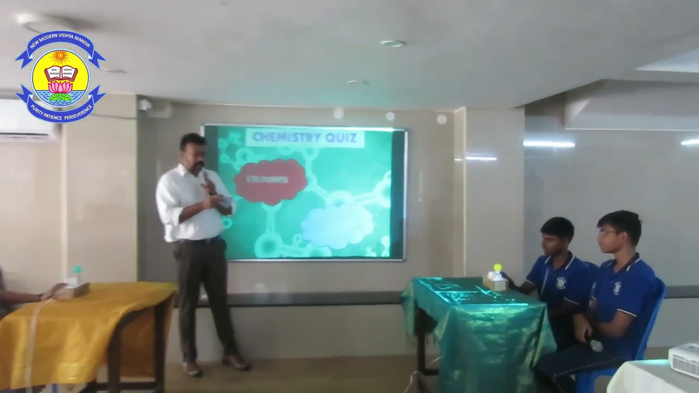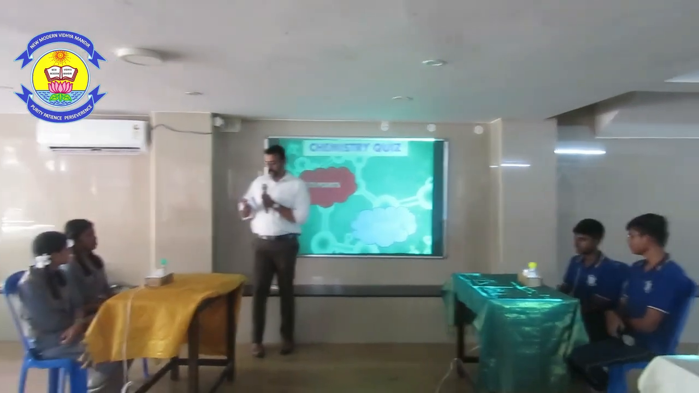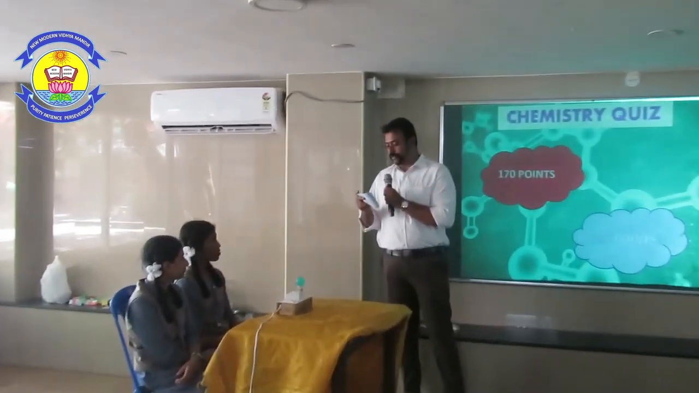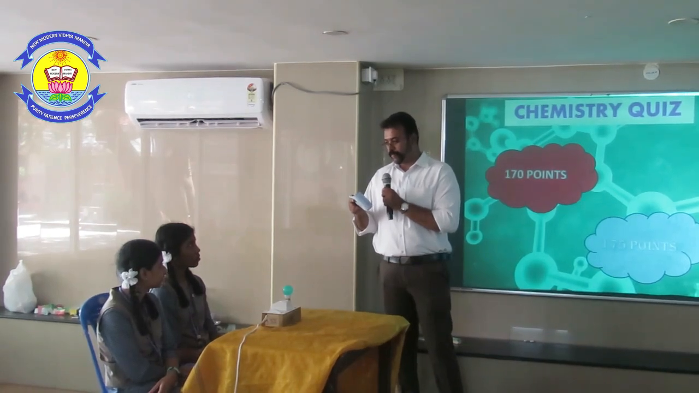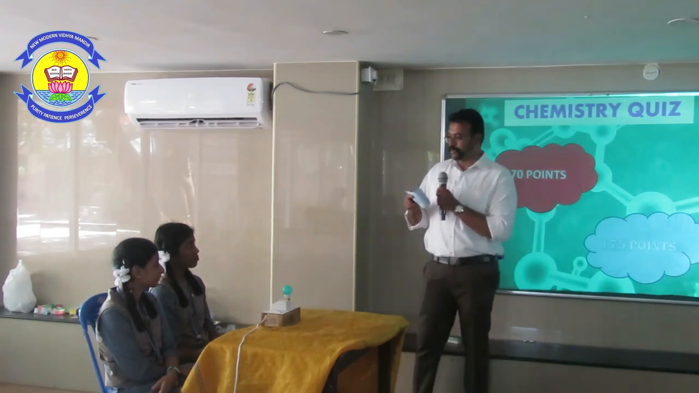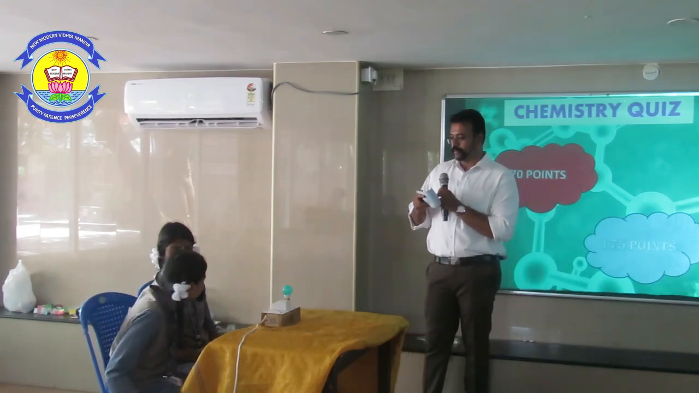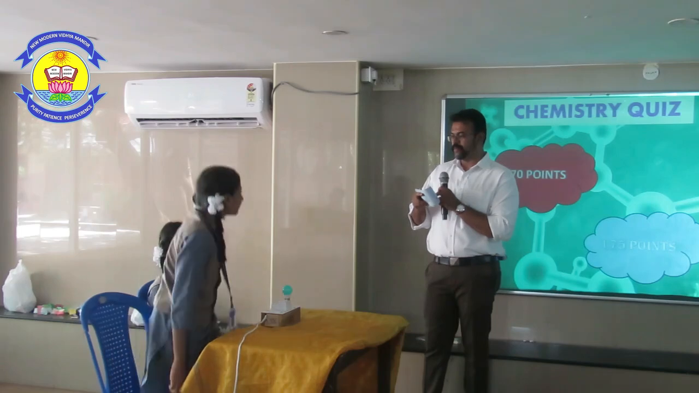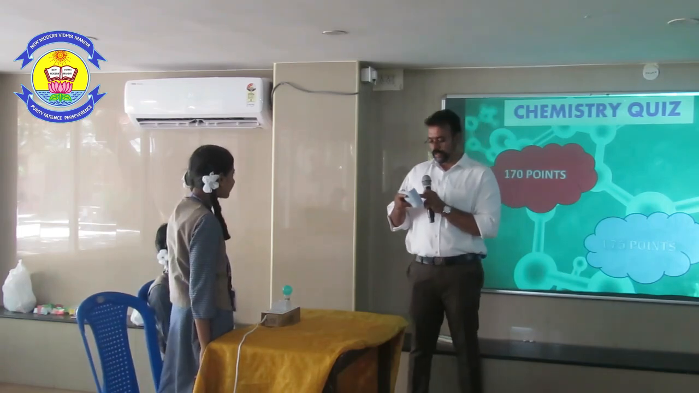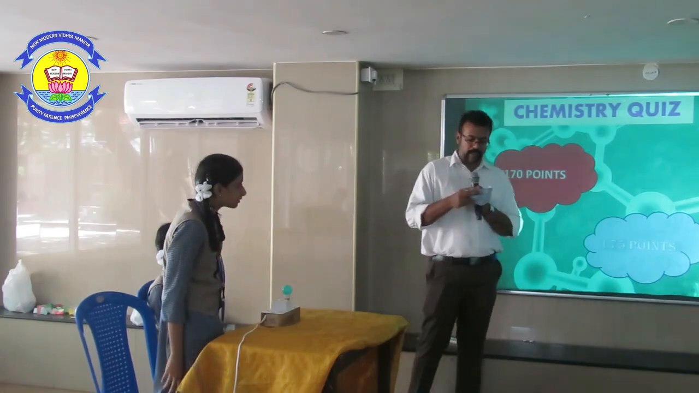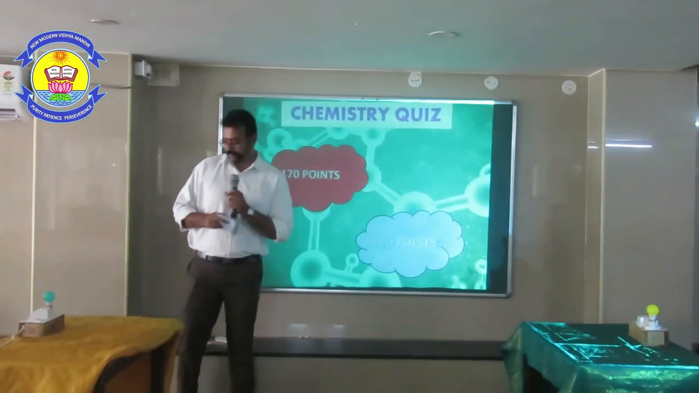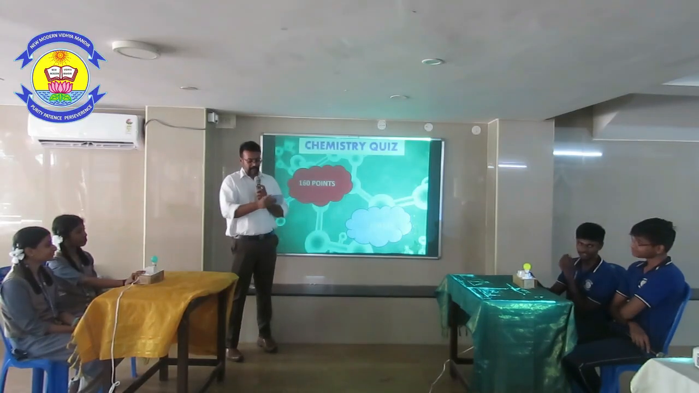Collodion is a 4% solution of which one of the following compounds in an alcohol-ether mixture? Nitroglycerin, cellulose acetate, glycol dinitrate, nitrocellulose. Cellulose acetate, that's a wrong answer. Nitrocellulose is the right answer. Minus 10.